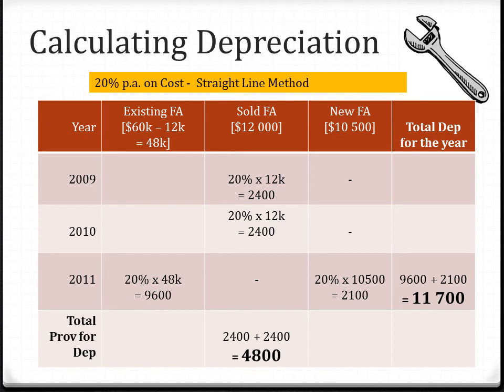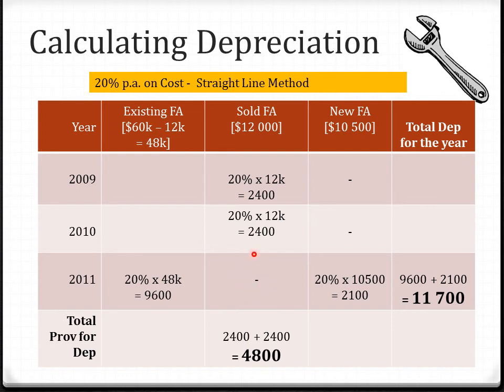Now I'm going to show you why we need to start from 2009. Remember I said that we got the fixed asset that we are selling in the year 2009. Because we started then, we have to start preparing from 2009. The question itself says 20% on cost, so it's really very simple. It's not even net book value. So you just take 20% times the cost, 12K. 2004. Why is it that it is a dash here?